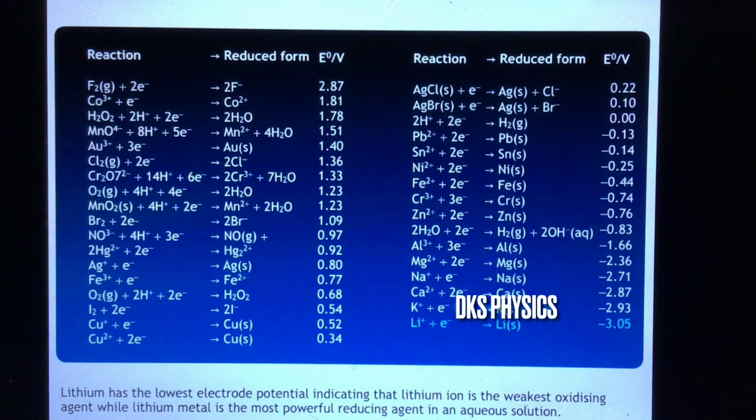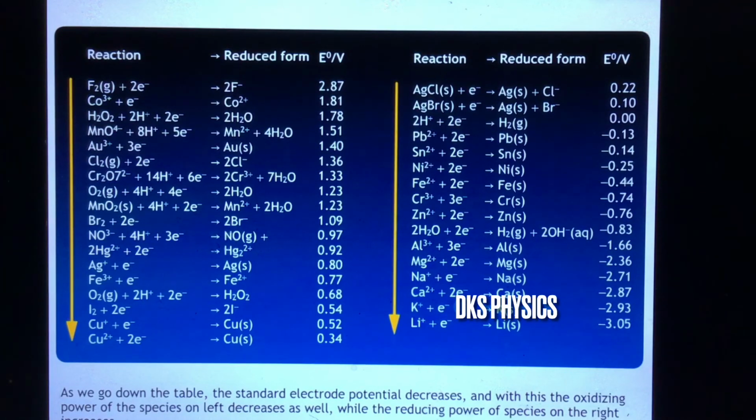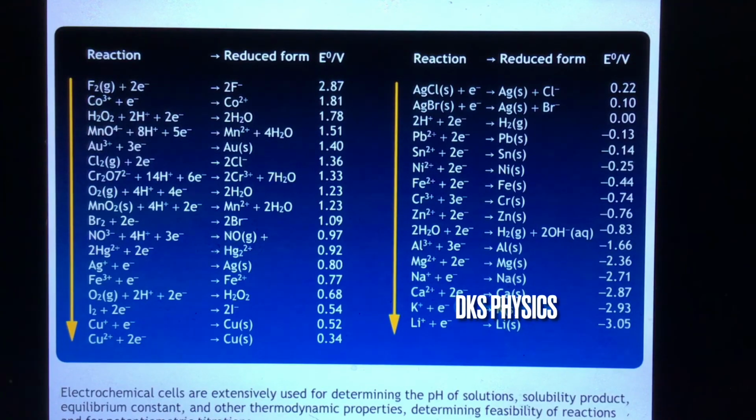Also, from the table, lithium has the lowest electrode potential, indicating that lithium ion is the weakest oxidizing agent, while lithium metal is the most powerful reducing agent in an aqueous solution. As we go down the table, the standard electrode potential decreases, and with this, the oxidizing power of the species on the left decreases, while the reducing power of species on the right increases. We use electrochemical cells extensively for determining the pH of solutions, solubility product, equilibrium constant, and other thermodynamic properties, for determining feasibility of reactions, and for potentiometry.